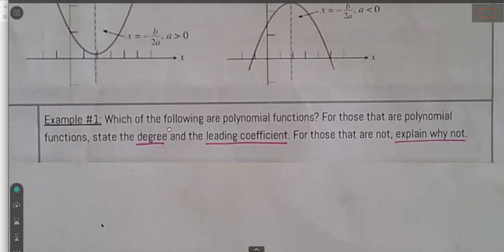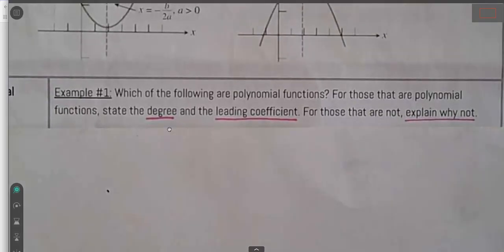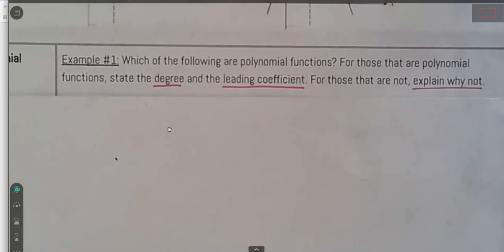Example number 1. Which of the following are polynomial functions? For those that are polynomial functions, state the degree and leading coefficients. For those that are not, explain why not. All right. If I was to just ask you to tell me yes or no, are these polynomial functions, do you think you could do that for these 4 problems? Okay, use the definition of polynomials. Because they're yes or no, you'll only have 1 chance to answer, so make sure everyone at your table agrees before you hold up your whiteboard.